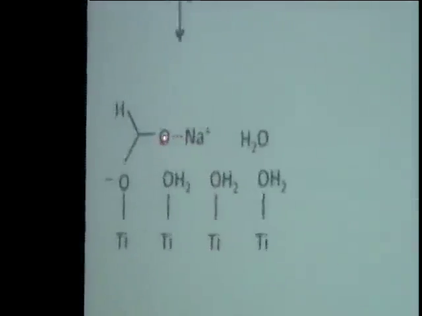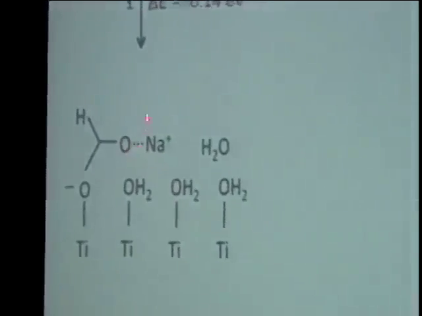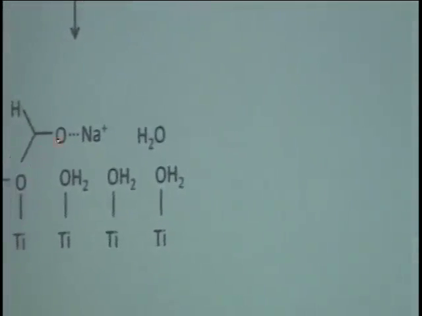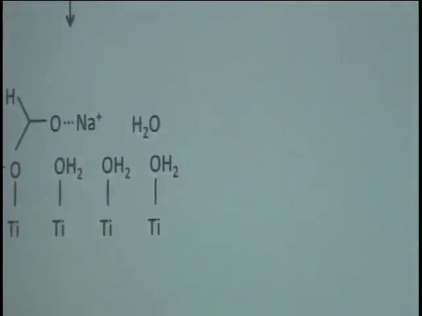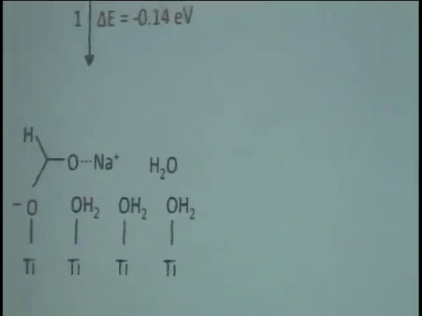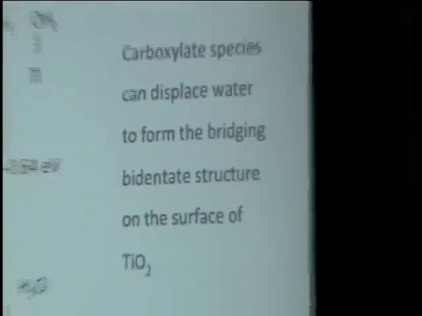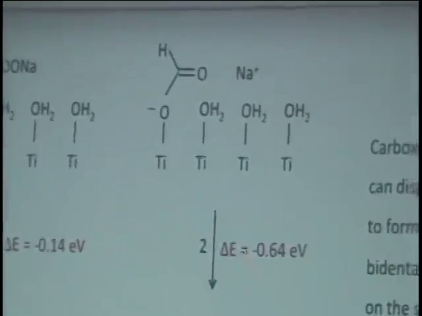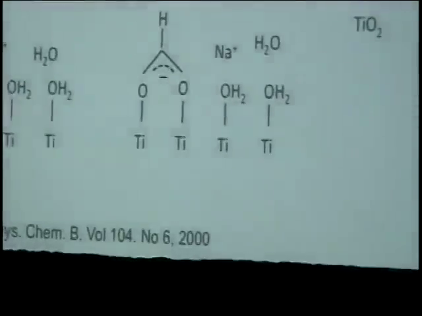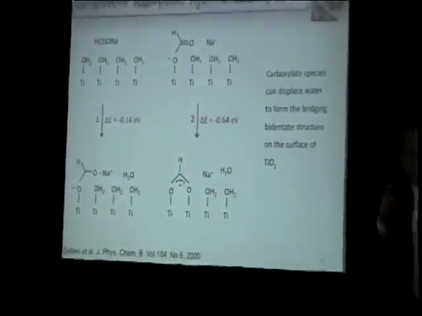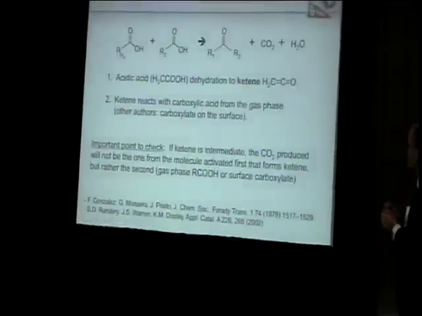But there are some calculations here that show that when you have a carboxylate, as here, there is preferential adsorption, even in the monodentate form, when going from a surface completely covered by water to one in which the carboxylate gets adsorbed. And even more, when you take this monodentate carboxylate and it goes to the bidentate carboxylate, the drop in energy is significant. So there is a possibility now for the carboxylate to compete very effectively with water.